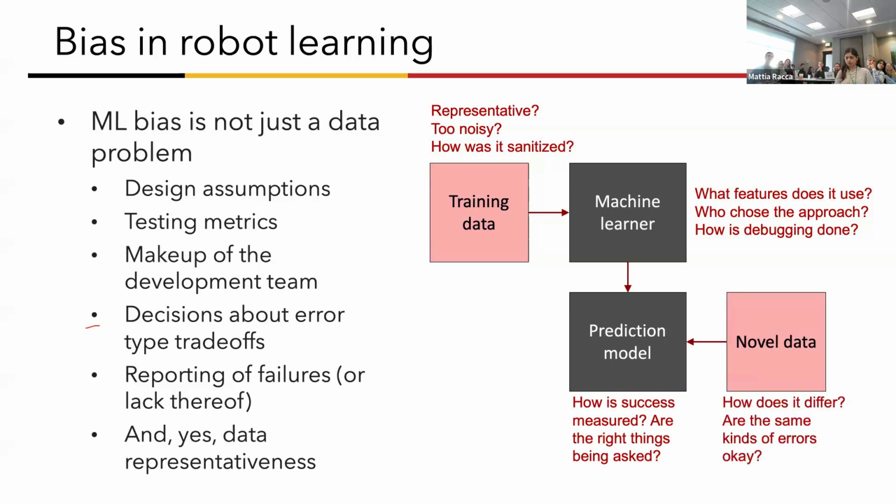So you feed in novel data into your nice learned system. And this raises more data questions, not just the questions of how the data is handled and sanitized, but how does it differ and whether the same kinds of errors are okay. And finally, when you're looking at predictions, what types of errors occur and how many failures are okay, and failures of different types, right? The main thing I want to take away from this slide is that it's not a data problem. Bias in machine learning does not boil down to non-representative data. There's much more to it than that.